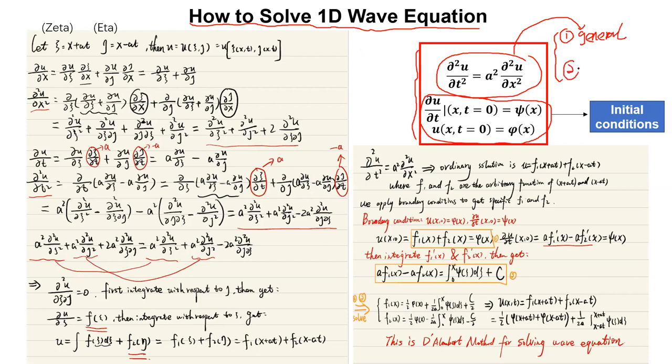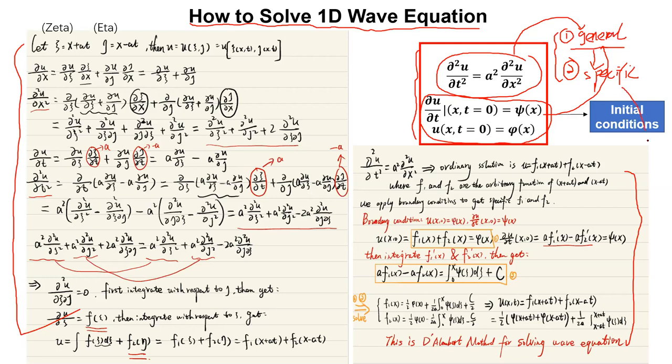The second is to substitute the initial condition into the general solution to get the specific solution. The left page is the first, the general solution derivation, and the second page is the specific solution derivation. First, we use two new variables to transform this equation into this equation.